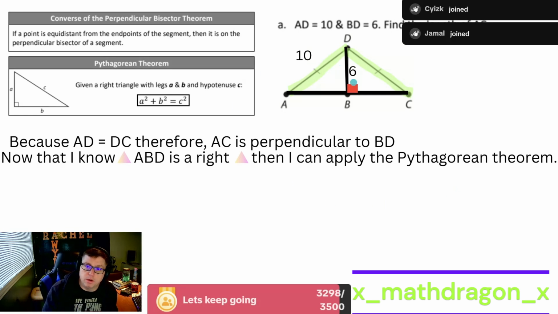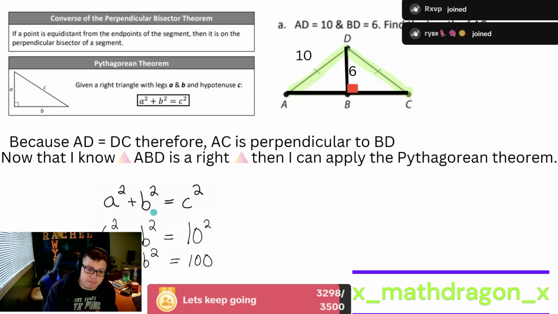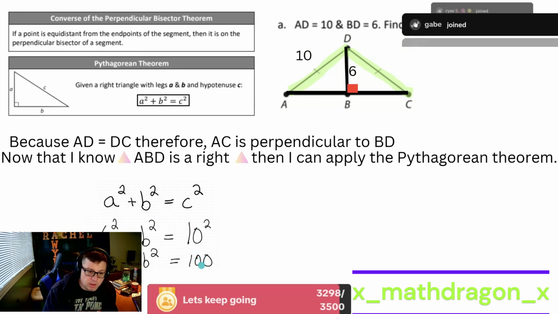Once we know we have a right angle, we can apply a squared plus b squared equals c squared to the right triangle. So I'm going to use the Pythagorean theorem. I know my c value is always going to be directly across from my 90-degree angle, so my c value is going to be 10, and then a or b, you can interchange, but we're going to do 6 squared plus b squared equals 10 squared. Therefore, when we do 6 squared, we get 36. When we do 10 squared, we get 100.